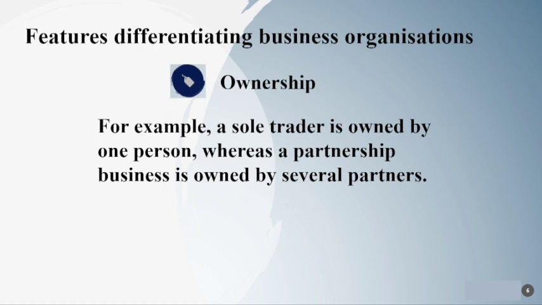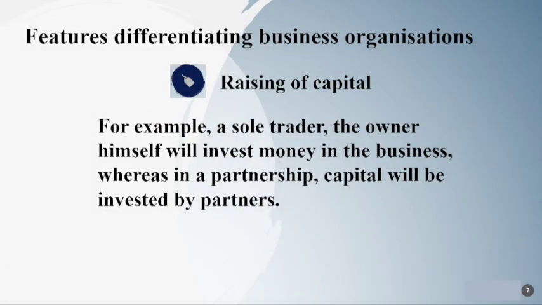Features differentiating business organizations. The first one is ownership. For example, a sole trader is owned by one person, whereas a partnership business is owned by several partners. The second feature differentiating business organizations is raising of capital. For example, a sole trader, the owner himself will invest money in the business, whereas in a partnership, capital will be invested by partners.